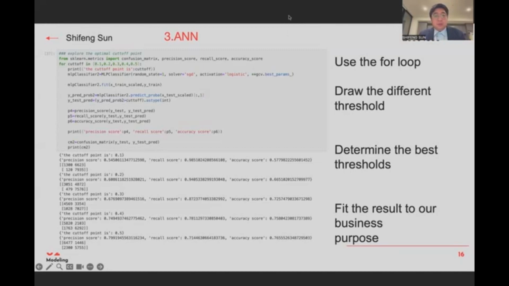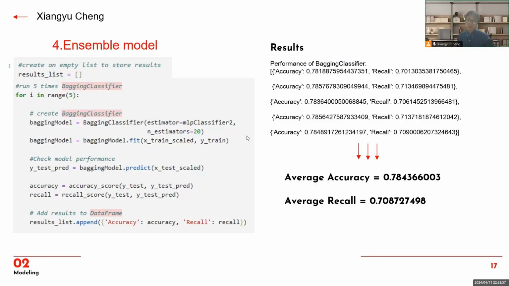That's all. Thank you. In this part, I use a sample model to evaluate the artificial neural network model. I use a for loop to run a bagging classifier 5 times in order to assess the stability and generalization ability of the artificial neural network model across different training data sets. And in the result, you can see, especially, the average recall is pretty good.